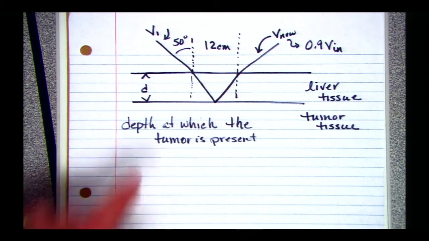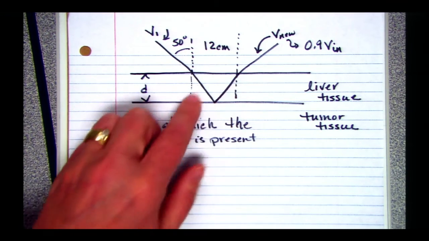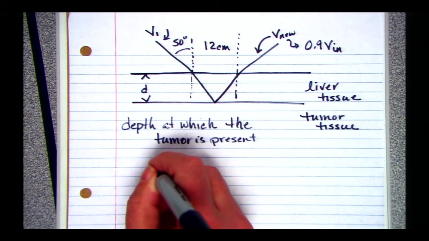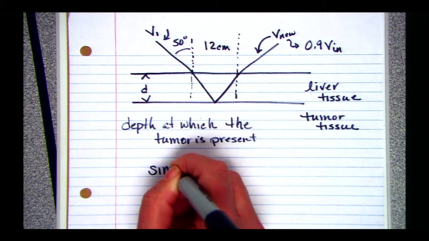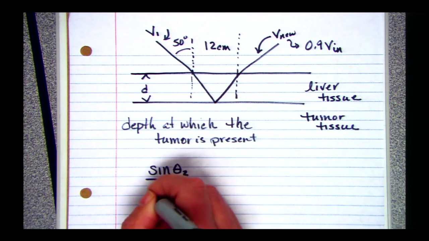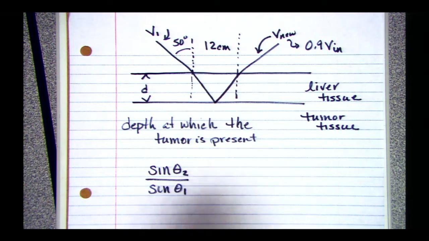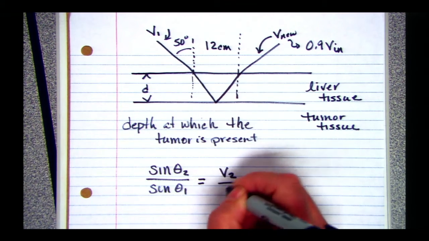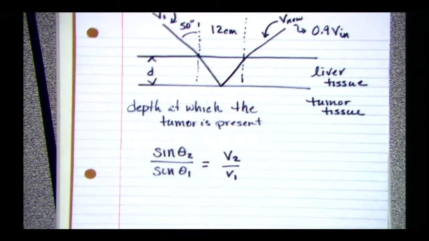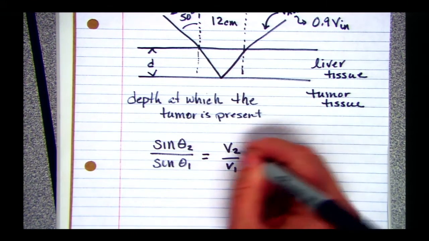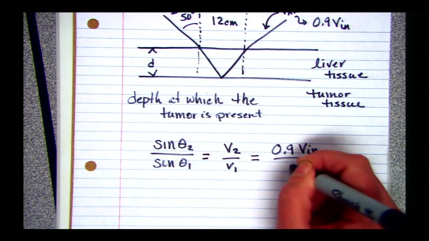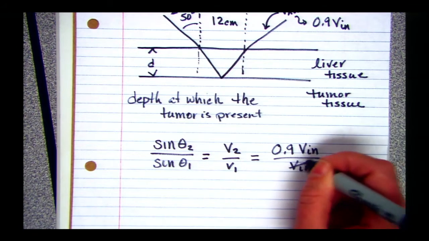So, we're going to use this version of Snell's law: the ratio of the sines is equal to the ratio of our speeds. We already know that that speed is 0.9 of this one. So the speed going in cancels, and we know that the ratio of the two sines here is equal to 0.9.